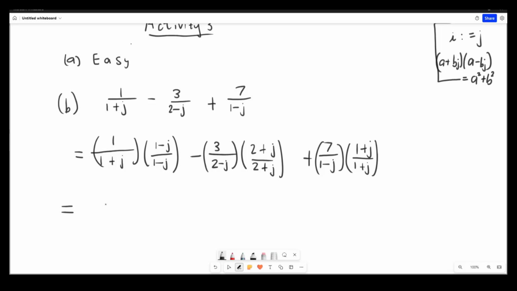Right. So what do I have here? So on top, I've got 1 minus J. I think that's clear. In the denominator, I've got 1 squared plus 1 squared, which is 2. Right? Minus. Now, I must keep that minus in mind, but it's fine. So I've got 6. I keep that minus outside. I've got 6 plus 3J. I keep the minus outside for now.